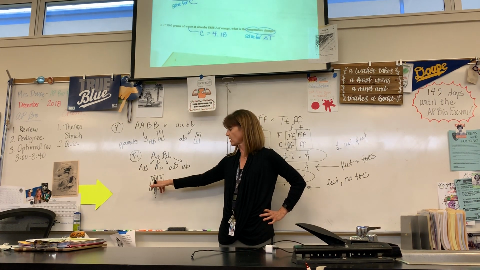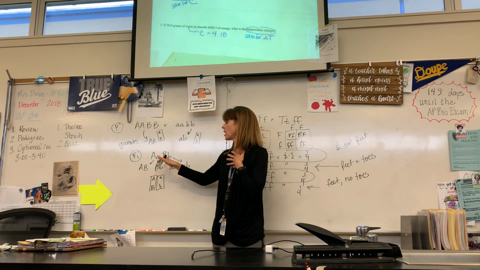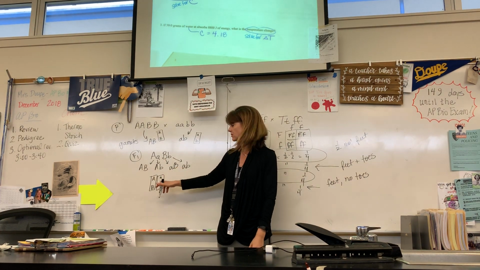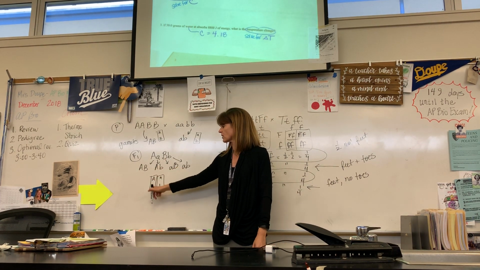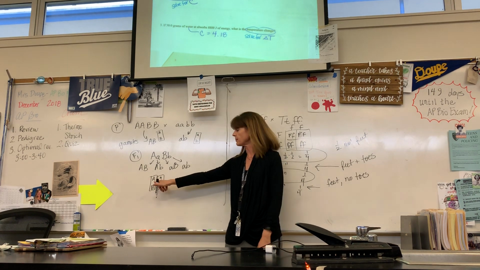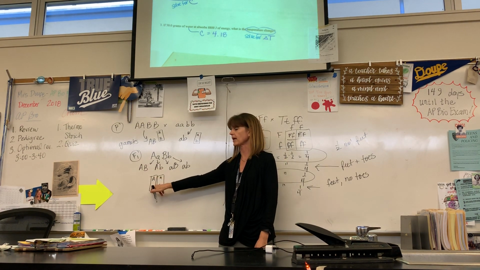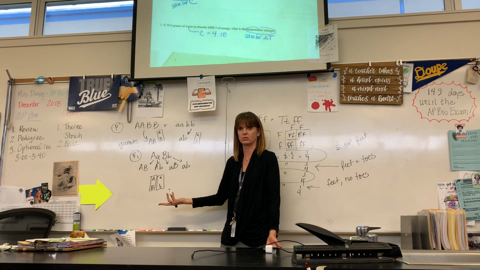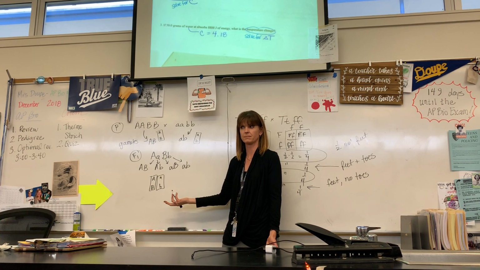Because when I create gametes, I'm going to pick one of each letter to give to my child. But now, with new information, they're on the same chromosome, so it's more likely that I'm going to give capital A and capital B to my kid, right? Because they're linked. Does that part make sense?